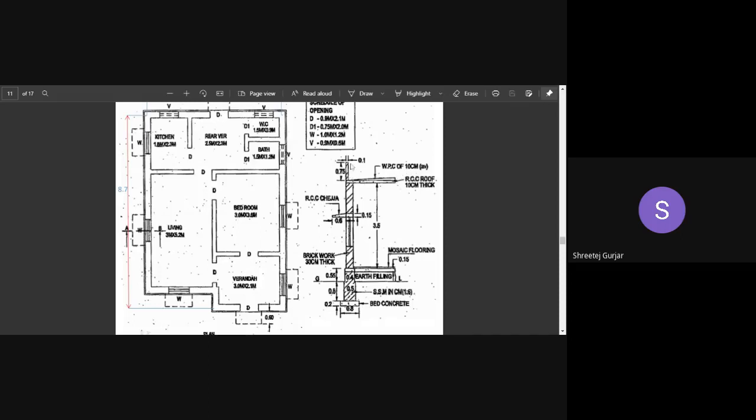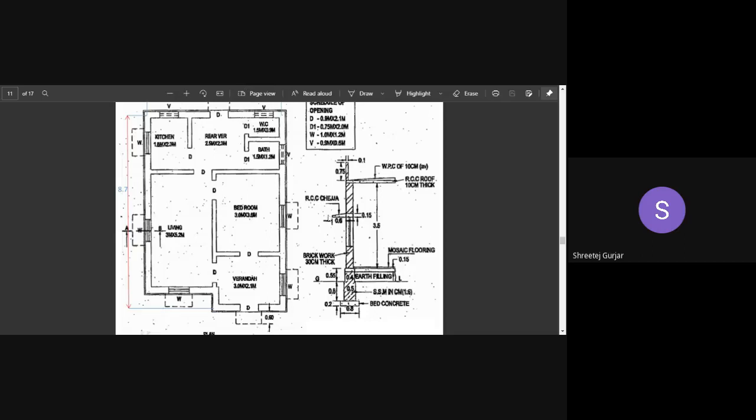And you can see you have a parapet wall over here above your roof. It is 0.75 meters in height and 0.1 meter in thickness. So this is your parapet wall. This is a 30 centimeter thickness external wall.